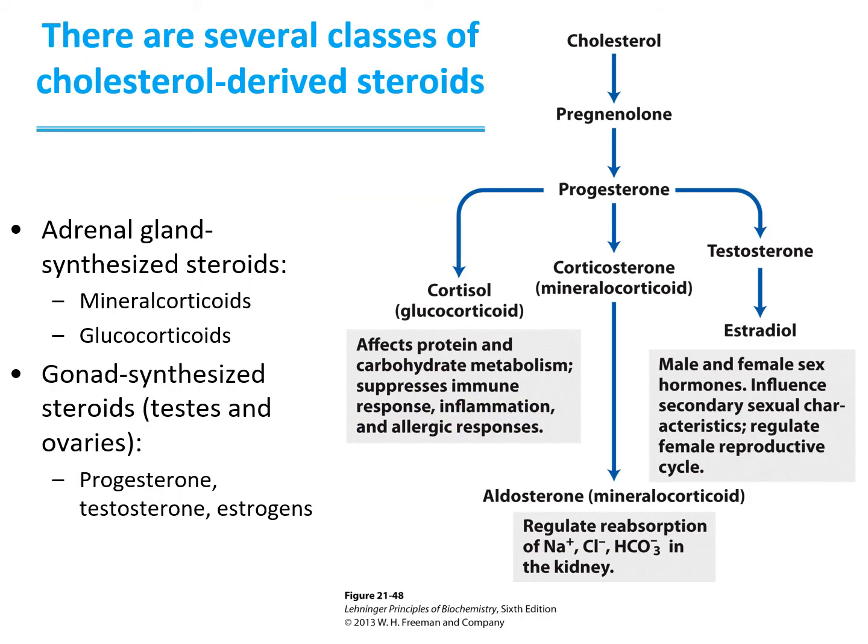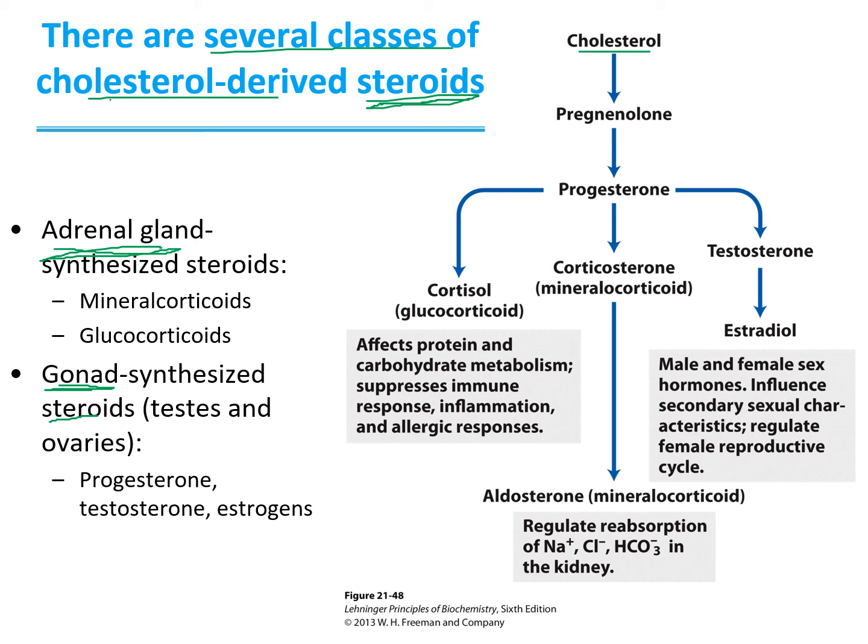So this slide is mainly about the molecules that we can make from cholesterol, the derivatives of cholesterol. To be specific, the hormones, or the steroid hormones, that we can make from the cholesterol molecule. So there are several classes of these cholesterol-derived steroids. Most of these are hormones. There are two main glands, the adrenal glands and the gonads, that will synthesize the steroids.